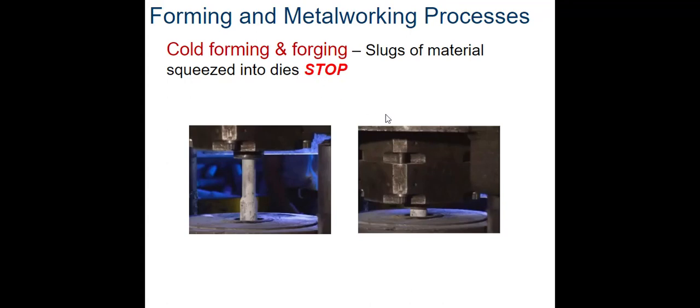Cold forming and forging is where you take slugs of material, and they get squeezed into a die that takes a particular shape.